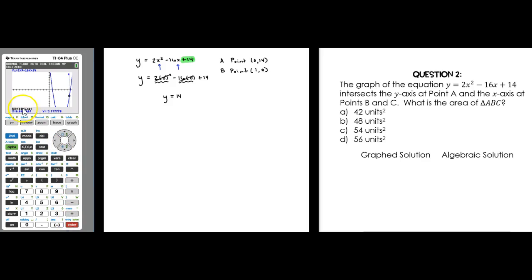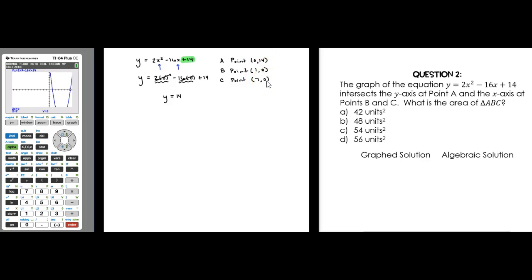Hit enter. It asks for the right boundary, so I'm going to move it up past to the right-hand side. That'll be good enough. Hit enter. There's our little goalposts. We're going to take our best guess for the last question, hit enter, and it locates the 0 at 7, 0. So point C is located right here at 7, 0. So there's our triangle. Our triangle is located at the ordered pair 0, 14, 1, 0, and 7, 0.